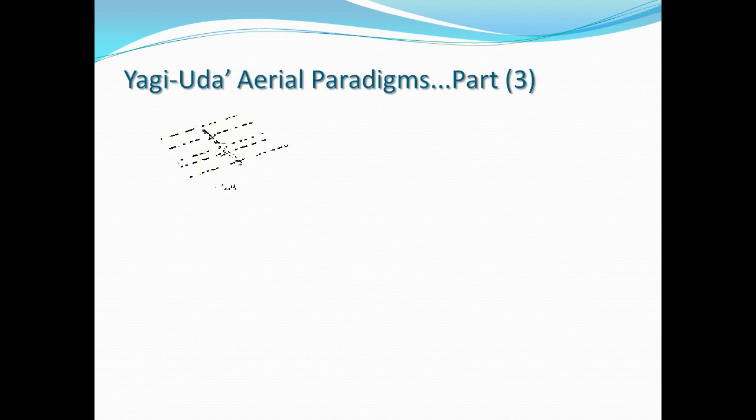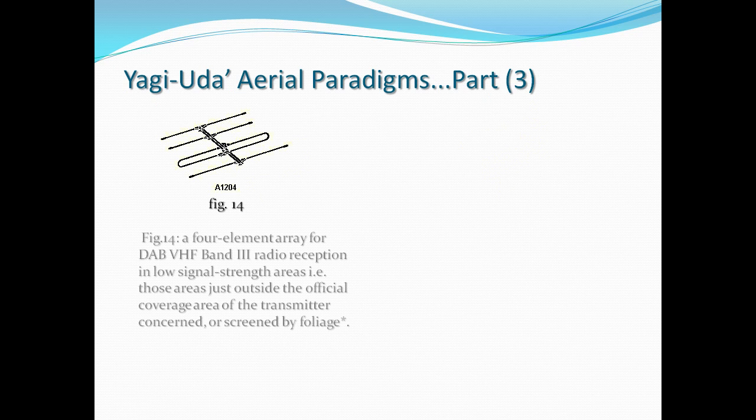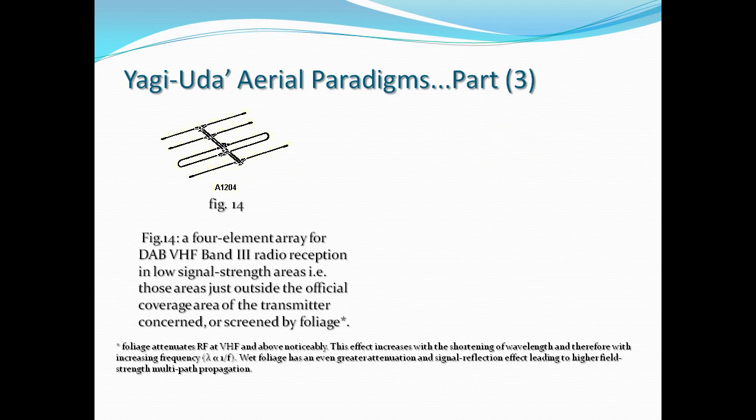Yagi-Uda aerial paradigms part 3. Figure 14 shows a 4-element array for DAB VHF band 3 radio reception in low signal strength areas, i.e. those areas just outside the official coverage area of the transmitter concerned or screened by foliage. Note, foliage attenuates RF at VHF and above noticeably. This effect increases with the shortening of wavelength and therefore with increasing frequency, wavelength being inversely proportional to frequency. Wet foliage has an even greater attenuation and signal reflection effect, leading to higher field strength and multiple path propagation.